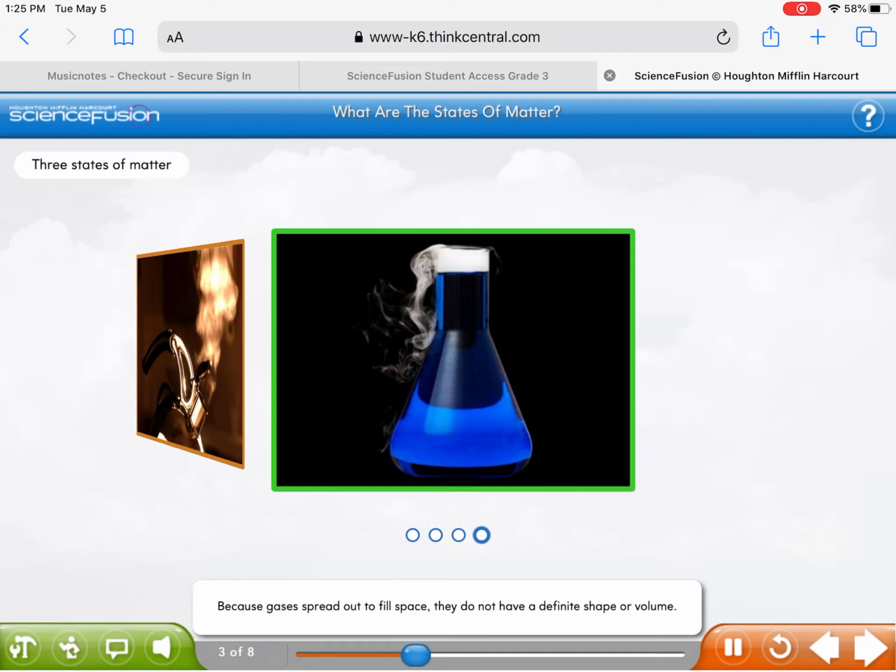Because gases spread out to fill space, they do not have a definite shape or volume. However, they can be squeezed or compressed into a container. Think of a balloon. A balloon is filled with air and gas. So all the air that's inside of there is stuck inside there. So you can force it to be in the balloon. But as soon as you pop the balloon, the gas goes everywhere and it doesn't keep the shape of the balloon.